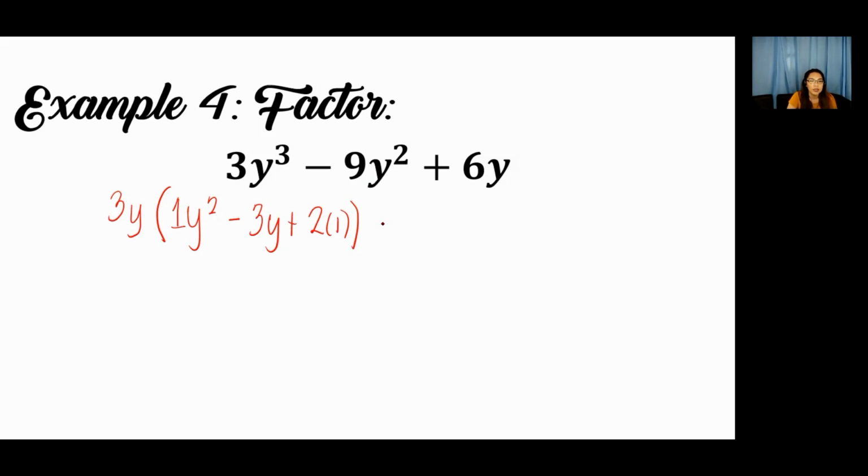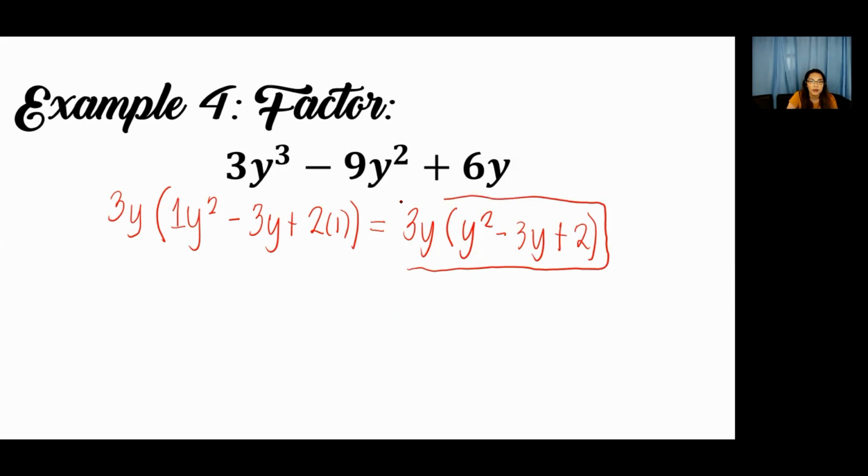So, ayan. Pwede pa natin yang ayusin. Simplify. We have 3y. Again, 1 times y squared, that is y squared. And then we have negative 3y on the middle term. And then on the last term, positive 2 times 1, that is positive 2. So, this will be our final answer for example number 4: 3y multiply to the quantity of y squared minus 3y plus 2. Okay? So, kaya naman pala nating paikliin yung steps or paikliin yung solution. Yun nga lang, mas maganda ay mas malinaw pa rin sa inyo kung paano nakuha ang ating sagot.